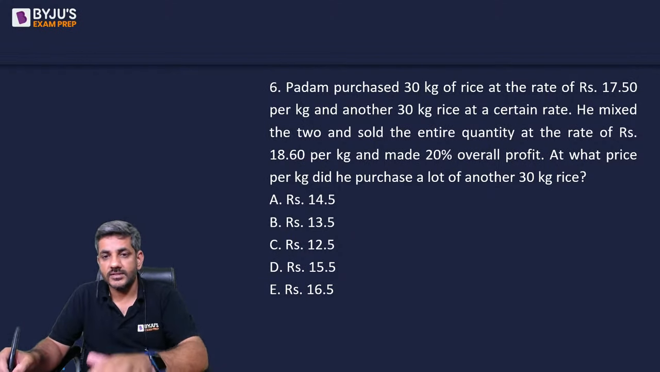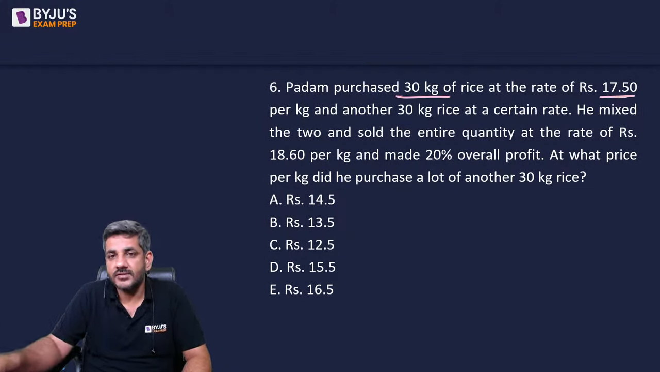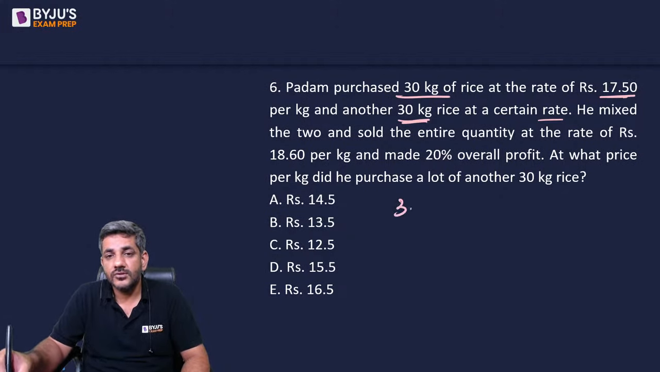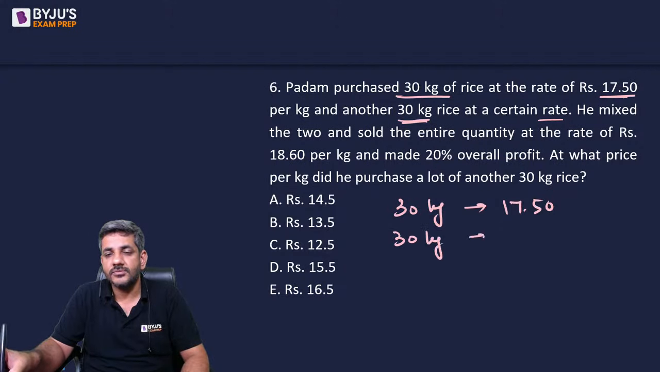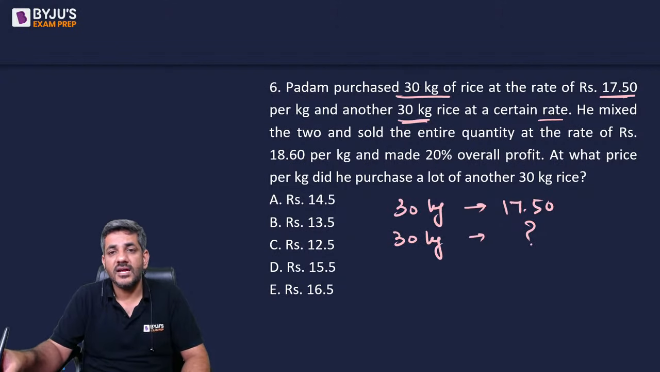चलिए, let's start doing this question. Padam purchased 30 kg of rice at the rate of this and 30 kg of rice at a certain rate which is not given. So 30 kg is purchased at a price of 17.5. Another 30 kg is purchased at a price which we do not know. He mixed the two and sold the entire mixture at 18.6 per kg and there is a 20% profit.